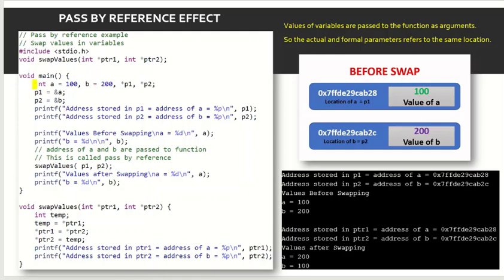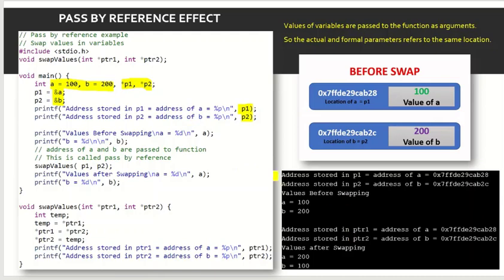So in this example, two variables are there, a and b, holding the values 100 and 200, and the pointers to point to a and b are p1 and p2. So p1 is given the address of a and p2 is given the address of b. Now it is just printing the address stored in p1 and the address stored in p2. Address of a equal to p1 and address of b equal to p2.